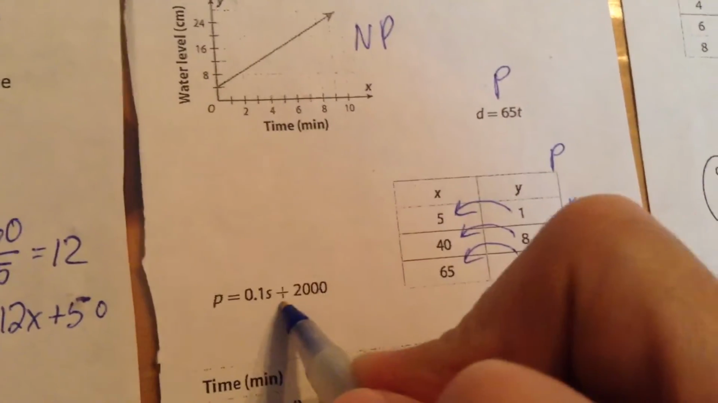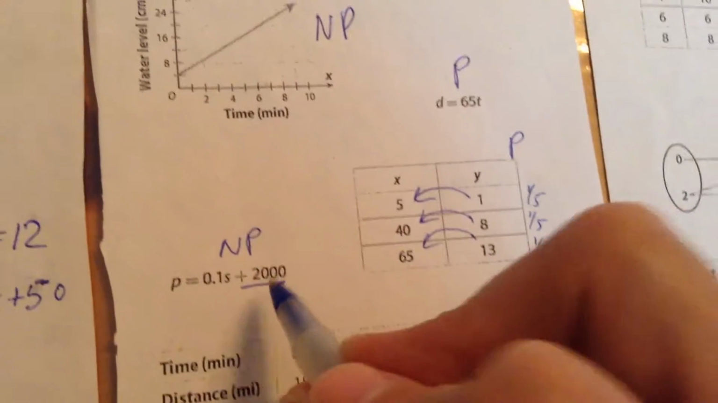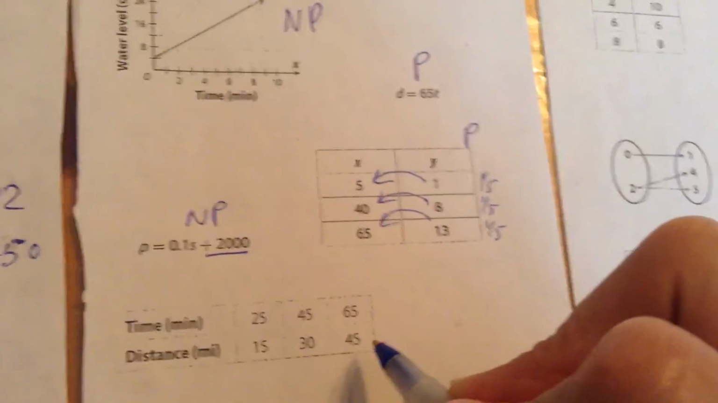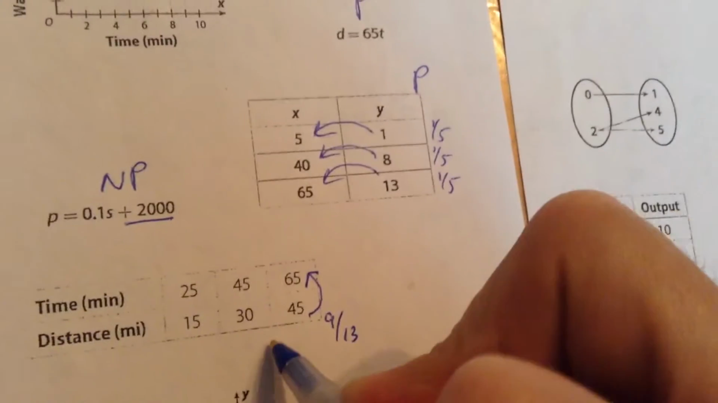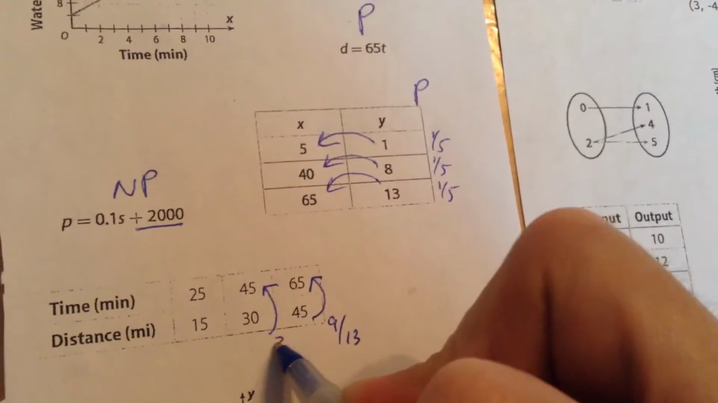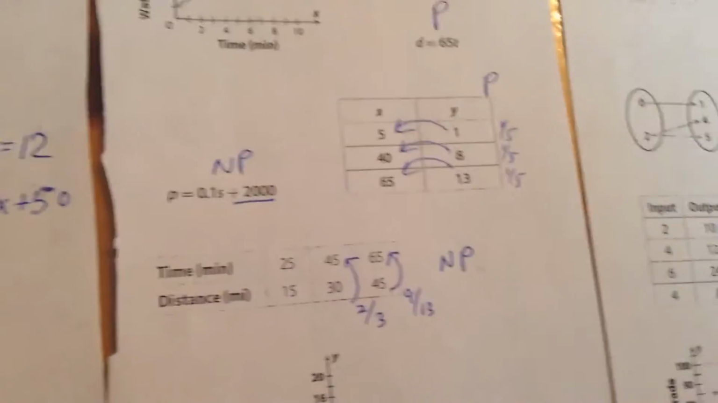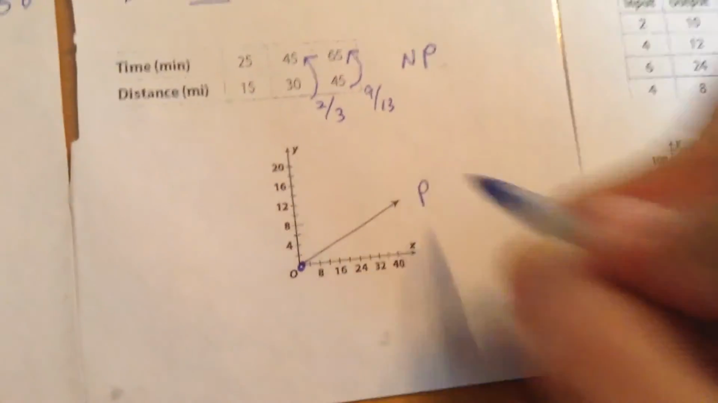Over here, since this one says plus 2,000, that means it's non-proportional. It's not going to go through 0, 0. It's going to go through positive 2,000. This one, if I do y divided by x here, 45 over 65 ends up being 9 over 13. And then 30 over 45, I'd get 2/3. So different answers means that's not proportional, it's not going to go through 0, 0. And the last one does go through 0, 0, so it is proportional.